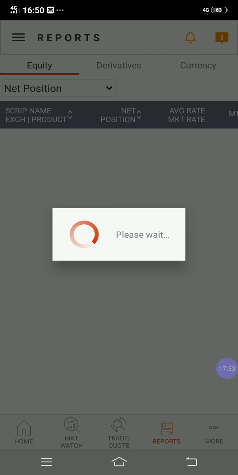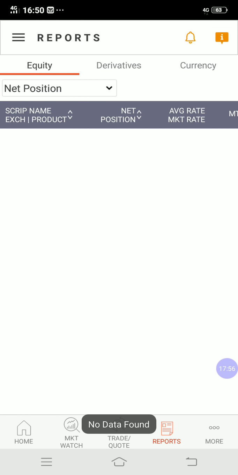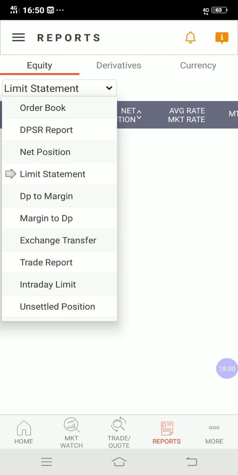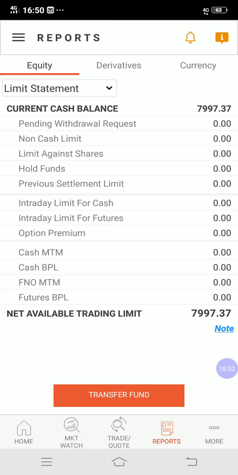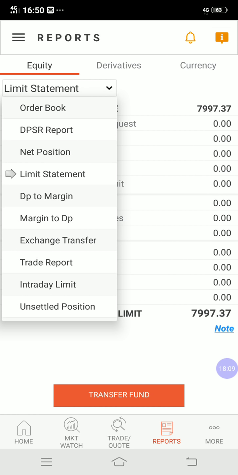Okay, so net position means all the stocks you have in equity will be seen here. And limit statement is nothing but how much amount you have in your account. This can be seen, how much tradable amount you have in your account will be shown here. And again, DP to margin and margin to DP.